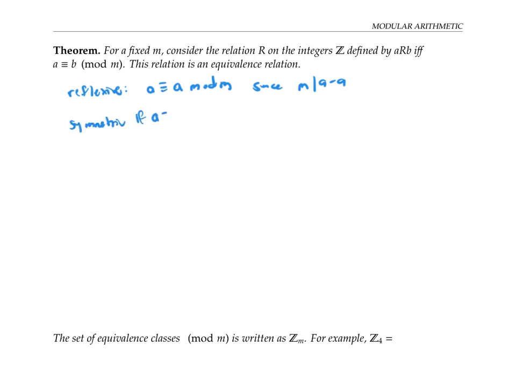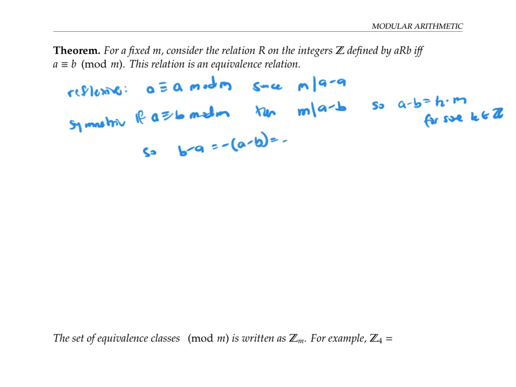If a is congruent to b mod m, then m divides a minus b, so a minus b is equal to k times m for some integer k. But then b minus a, which is just the negative of a minus b, is going to be negative k times m. And negative k is also an integer, so that means that m divides b minus a. Therefore, b is equivalent to a mod m. And that proves the symmetric property.